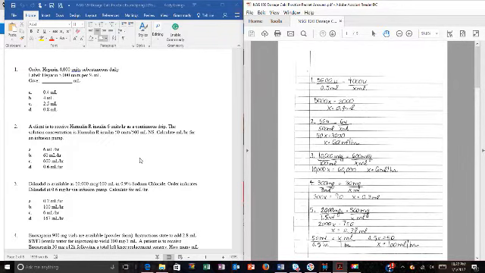The second one says a client is to receive Humulin R insulin 6 units per hour as a continuous drip. The solution concentration is Humulin R insulin, 50 units per 500 ml of normal saline. Calculate milliliters per hour for an infusion pump. So what this is saying is that we not only can give insulin as a subcutaneous injection, we can also give it as a continuous IV drip. And we would do that if somebody's blood sugar was really high and they came in with DKA or something like that.